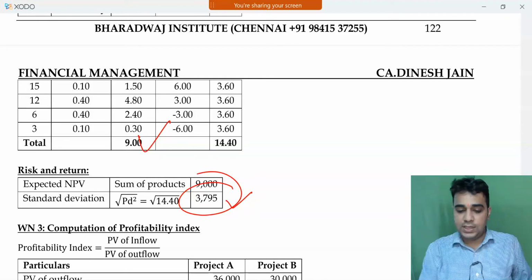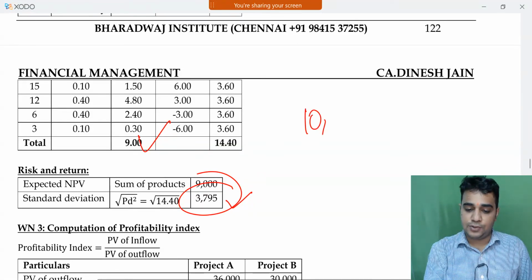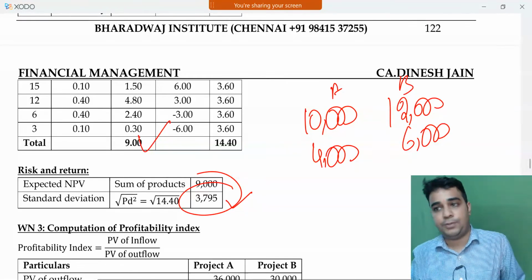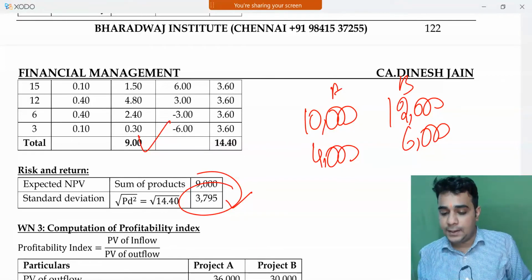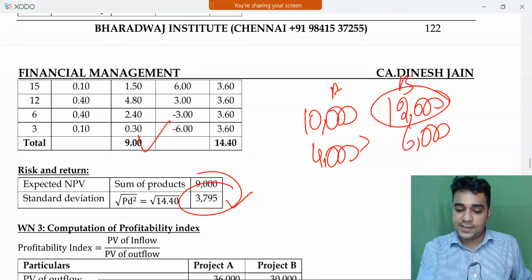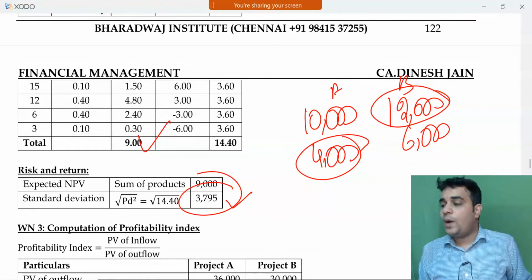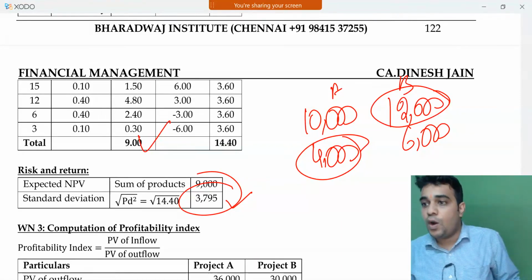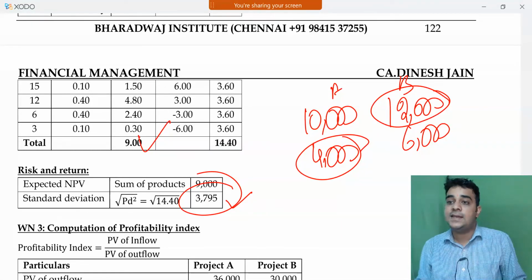What you will see mostly is that the question will say return is 10,000, 12,000, and standard deviation is 4,000, 6,000. It's very difficult for me to select a project now. Why is it difficult? Because the return of 12,000 is higher here, and the risk is lower there. So one person will say project A, another person may say project B. What gets selected will depend on the risk appetite of the investor.